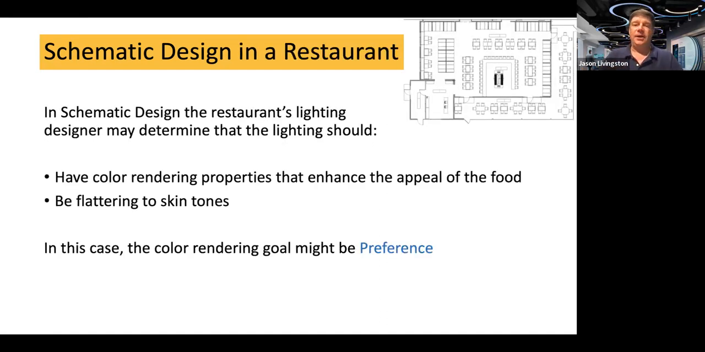So, for example, I'm lighting a restaurant. What do I want? Well, broadly speaking, I want a light source that's going to make the food look really good. And I don't want to just focus on food, but I also want to focus on the people. So I want this light source to be flattering to skin tones. Both of those things immediately tell me that I want to be looking at preference, right? Not at fidelity. If we're talking about flattering things, enhancing appeal of things, that's preference.